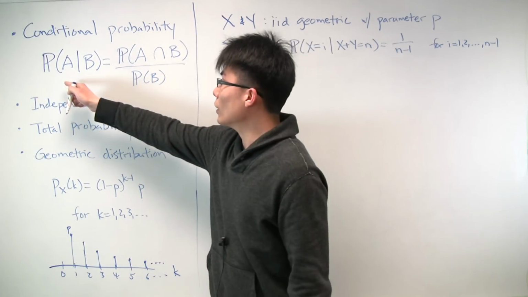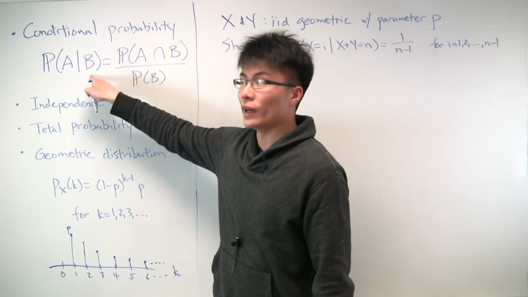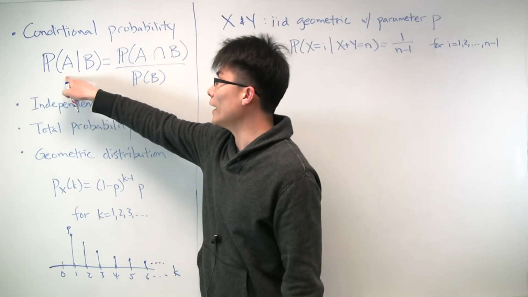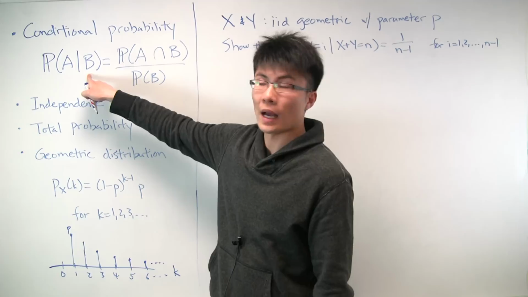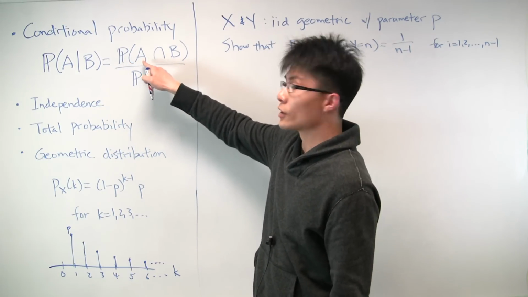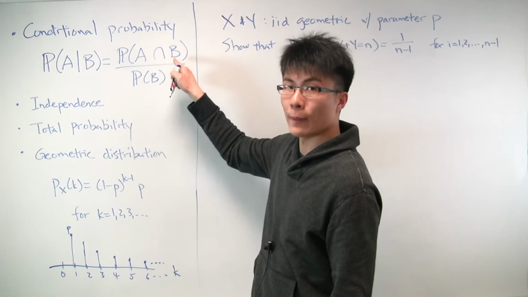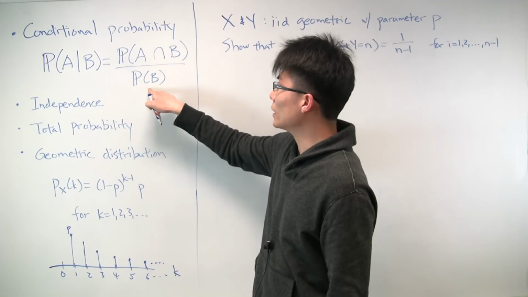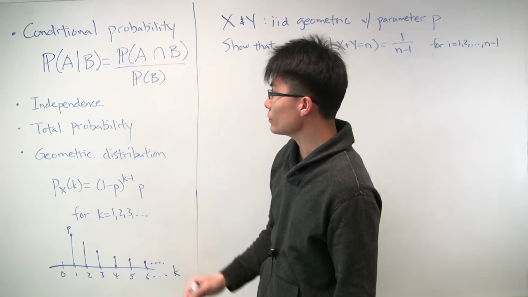So what we know is that if A and B are two events, then the conditional probability of A, given that event B has happened, is equal to the probability of the intersection, that A and B both happen, divided by the probability that event B happens.